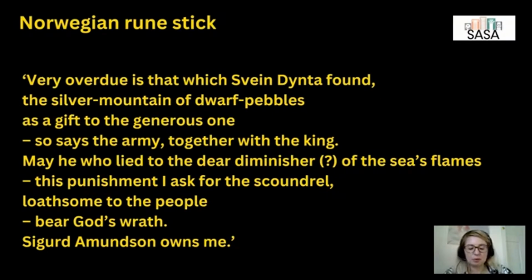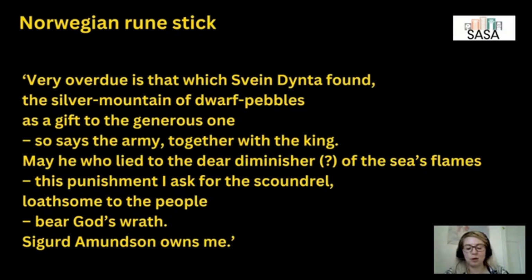So this is, for example, an appeal on a long Norwegian stick, again in the same meter, in a Drottkvaett, so the royal meter of poetry, and this is an appeal for the wrath of God to fall upon someone called Svein, who did something wrong, whose misdeed seems to have been to refuse to hand over a treasure trove he had found to his king, so he kept it to himself.